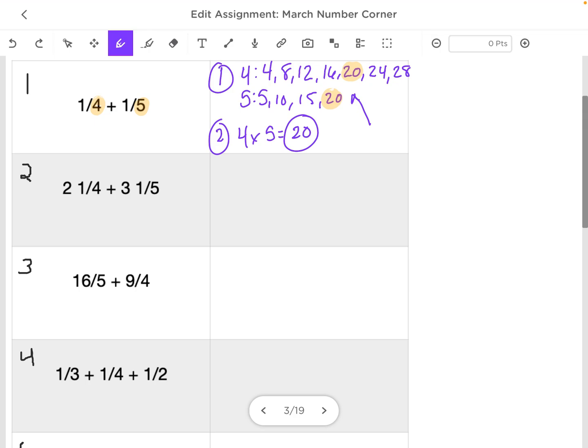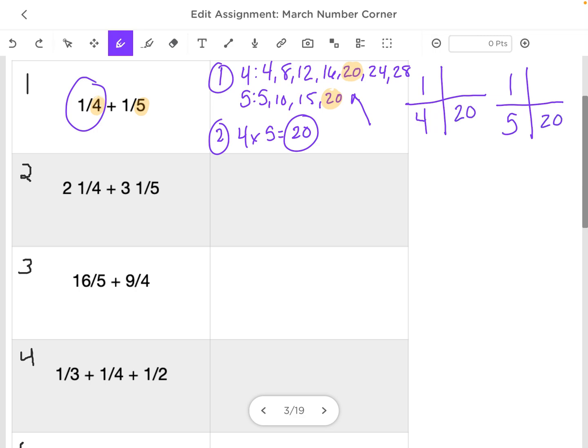Step 2 is we have to change our fractions. So you'll see on your seesaw that the charts are made for you already. In the first side, on the left side, you want to put the original fraction. So our first fraction is 1/4. Our second fraction is 1/5. Now, in the column on the right, that's where you're going to get your new fraction. And we know that our denominator needs to be 20.